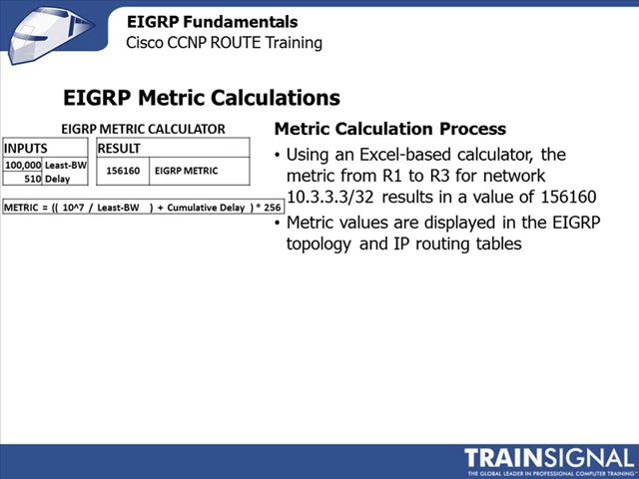So using this calculator, I figured out the metric, how it all matched together, and again came up with the value of 156160, as well as looking at the output of the routing table. And these metric values that are calculated by this formula are what you see in the EIGRP topology and IP routing tables. If you do show IP route, it'll display it there, administrative distance, then the metric, and under the words FD, it will actually display it in the EIGRP topology table.